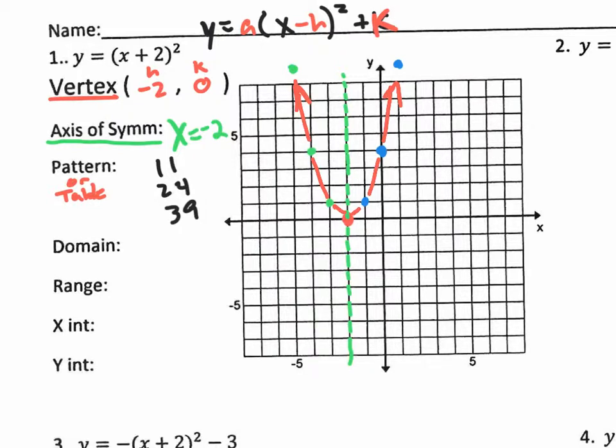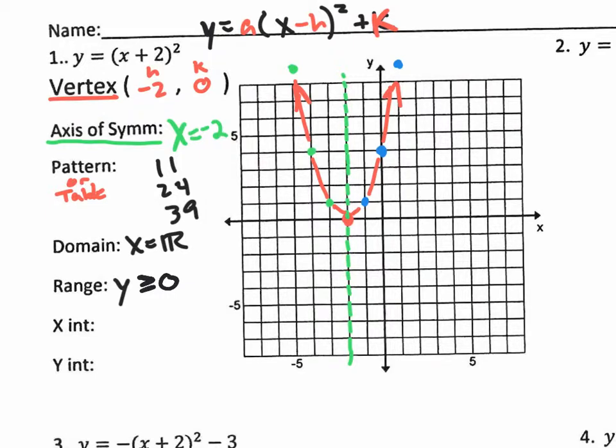Let's state the rest. Domain, x equals all real numbers. Range, y is what? Greater than or equal to or less than or equal to? Greater than or equal to what? The y value of the vertex, which happens to be 0.